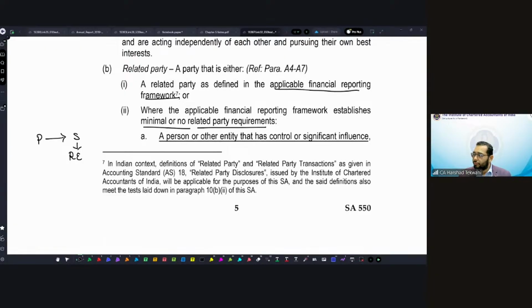Sir, first, the auditor obtains audit evidence on whether the related party relationships and transactions are appropriately identified, accounted for and disclosed as per the accounting framework. The auditor has to obtain sufficient and appropriate audit evidence that related party transactions are appropriately disclosed and accounted for, as per the applicable financial reporting framework. And also to obtain an understanding of the related party relationships and transactions.